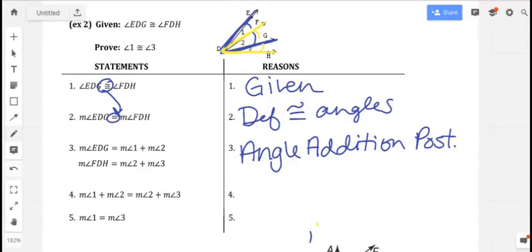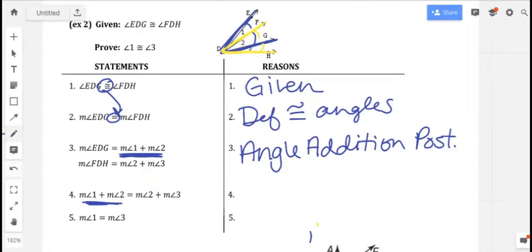Okay, now for step 4, it says the measure of angle 1 plus the measure of angle 2 equals the measure of angle 2 plus the measure of angle 3. So if you're not sure what this is, I want to look at angle 1 plus angle 2. Where have I seen this before? Oh, I've seen it up here. Okay, 1 plus 2 is equal to EDG.